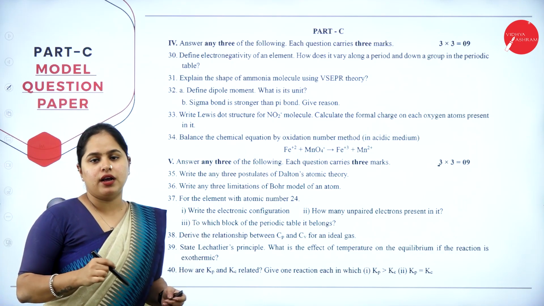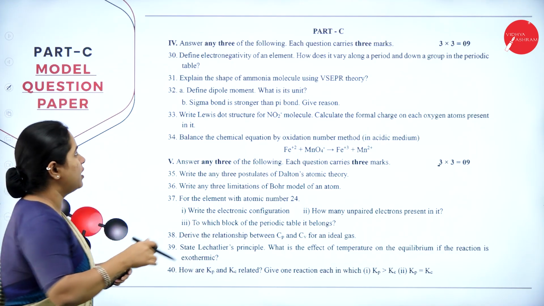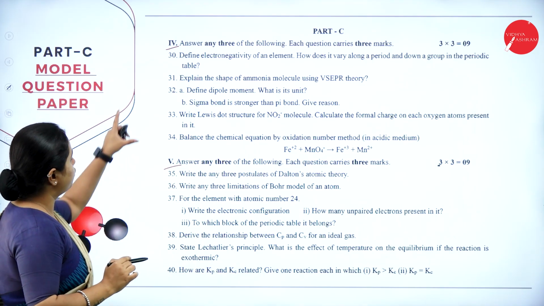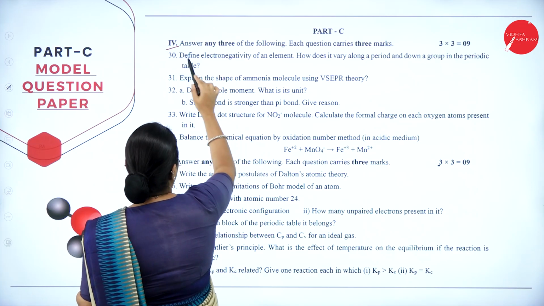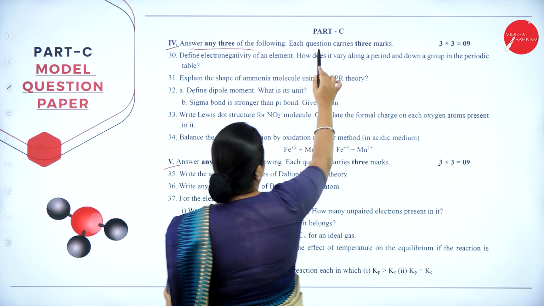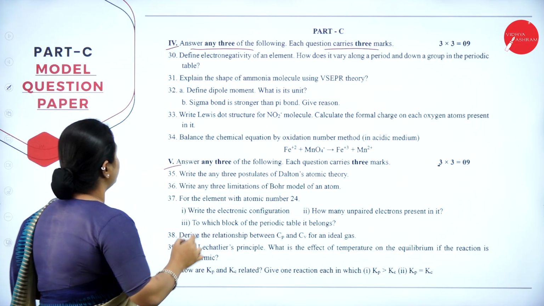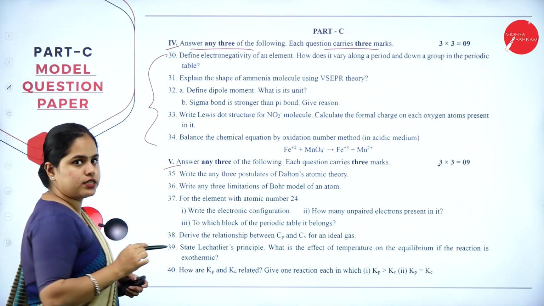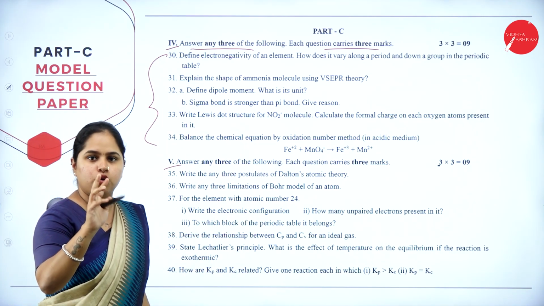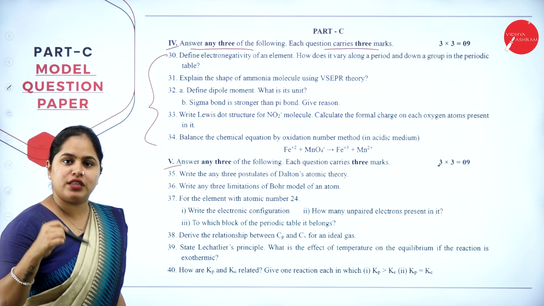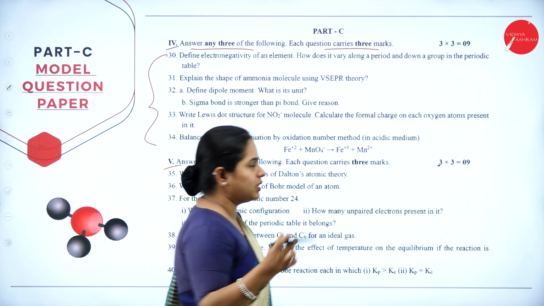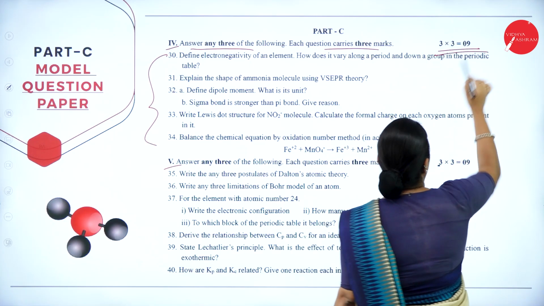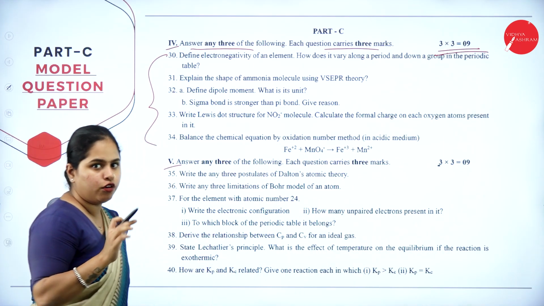Now moving on to part C, you again have 2 parts, that is Roman numerals 4 and 5. In the first section of part C, you have to answer any 3 of the following and each question will carry 3 marks. You have 1, 2, 3, 4, 5 questions here in the first part of part C. Out of these 5 questions, you have to attend only 3 questions, and each question will carry 3 marks. So a total of 9 marks from the first section of part C.